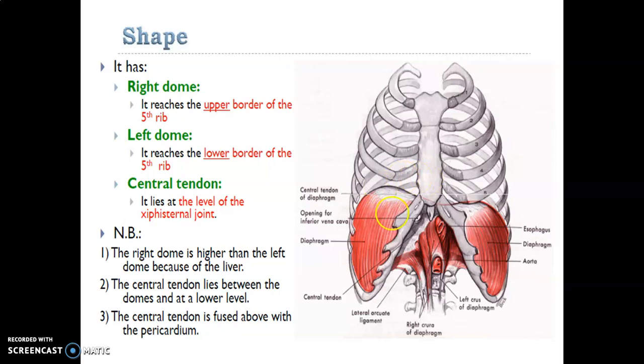Coming to the parts of the diaphragm, which include the right dome of the diaphragm, the left dome of the diaphragm, and the central tendon. The right dome of the diaphragm, which is a little higher than the left, reaches the upper border of the fifth rib, whereas the left dome reaches the lower border of the fifth rib. The right dome is slightly higher than the left because beneath it is a large solid organ, the liver. In between there is the central tendon, which is the aponeurotic, non-muscular part.